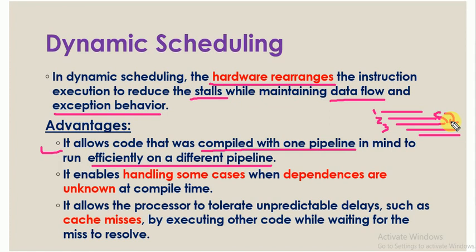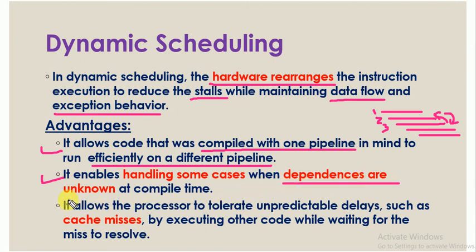So whatever instruction order is available during compilation time may be varied into a different pipeline order during runtime. So it allows code that was compiled in one particular order, the initial order that was given, to run in a proper and efficient way by using a different pipeline order. Now the second advantage is it enables handling some cases when dependencies are unknown at compile time.